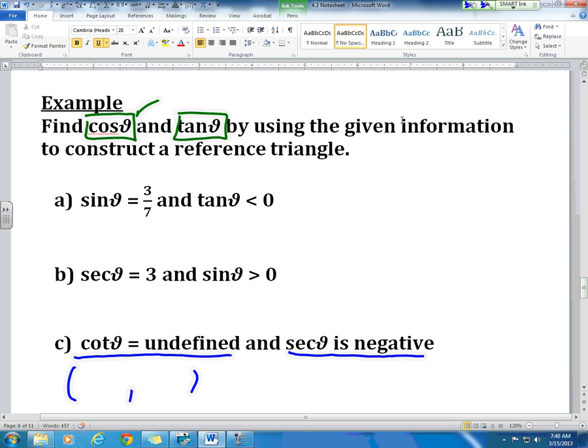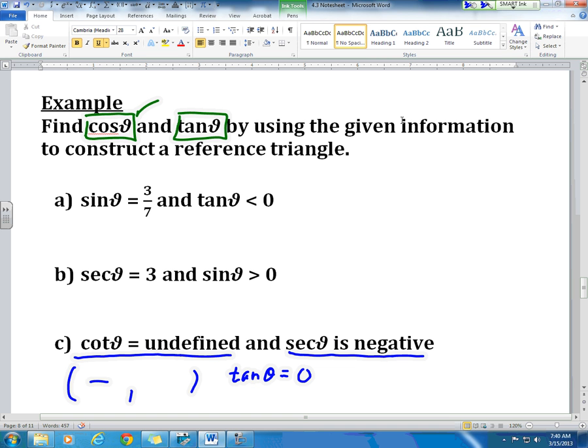If cotangent is undefined, that means that tangent is equal to 0 because they're reciprocals. So I can already answer part of this problem. If tangent is equal to 0, I'm thinking back to when I worked with the unit circle, and I'm not quite sure if I can come up with a triangle for this, because the tangent seemed to be 0 when we were falling on an axis line. If secant is negative, that means cosine is negative.